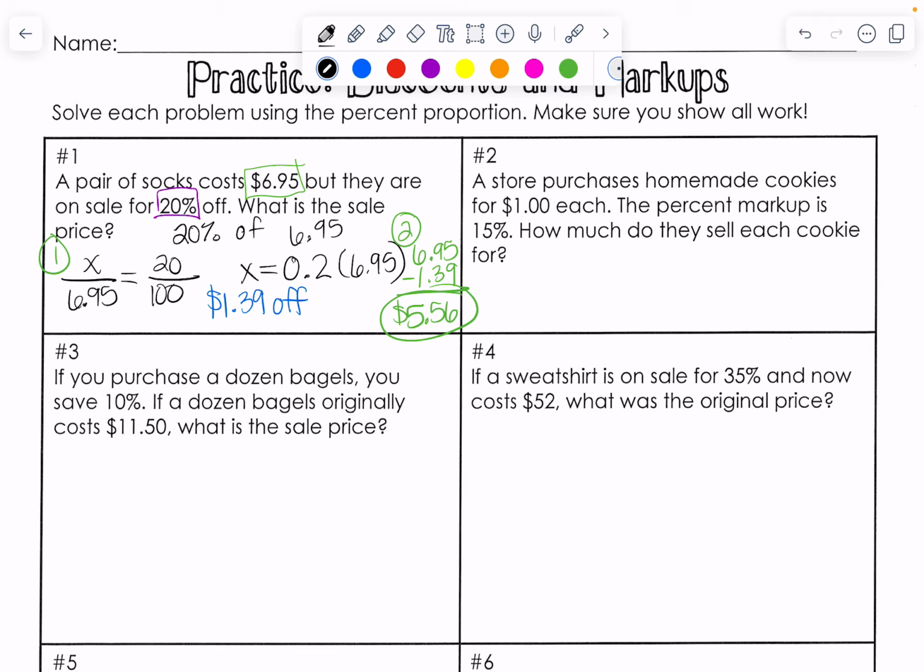So number 2, a store purchases homemade cookies for $1 each. The percent markup is 15%. How much do they sell each cookie for? So our first step is to figure out 15% of $1.